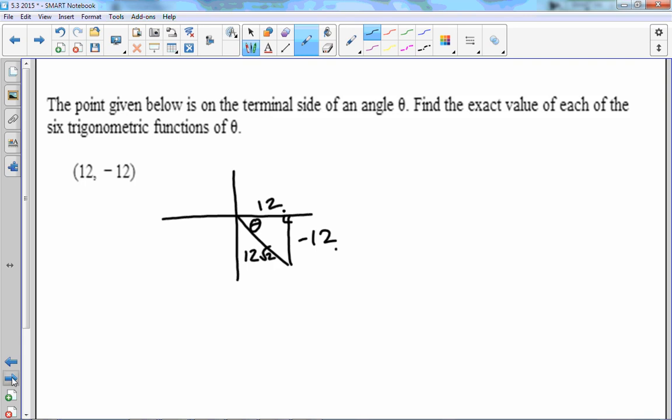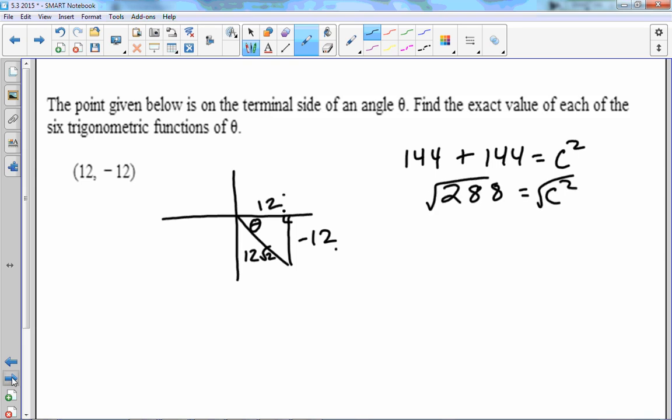Now, if you don't remember that, you can do the Pythagorean theorem, but watch what happens. 12 squared would be 144, and negative 12 squared would be 144. That would be your hypotenuse squared, so that would be 288. Then you take the square root. How would you simplify the square root of 288? Well, how did you get there to begin with? 144 and 144. So 144 times 2, so it would be 12 square roots of 2.